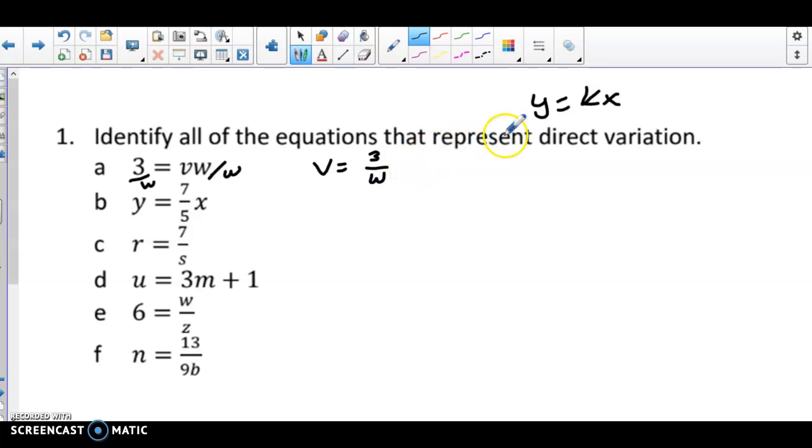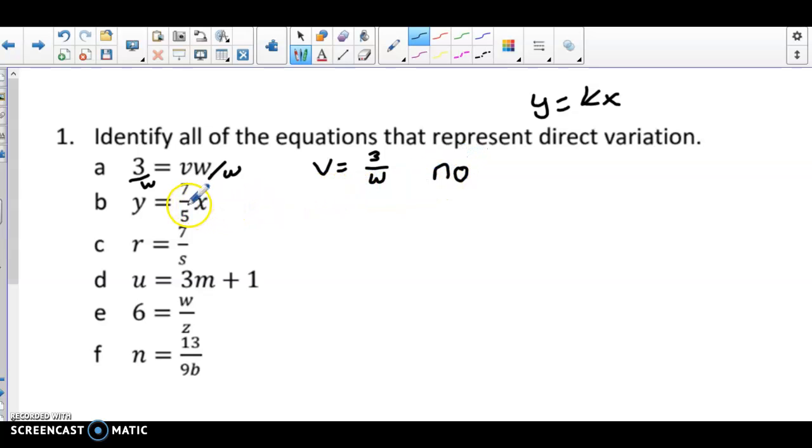So in this case, my constant k, I'm going to look for whatever number is in the equation. My k is my 3. It's being divided by w. So that is not a direct variation. That looks like an inverse variation because my constant is being divided by another variable. So for this one, A, I'm going to put no, that's not direct variation.